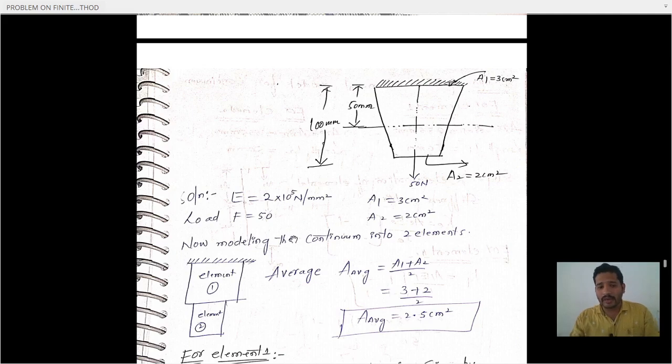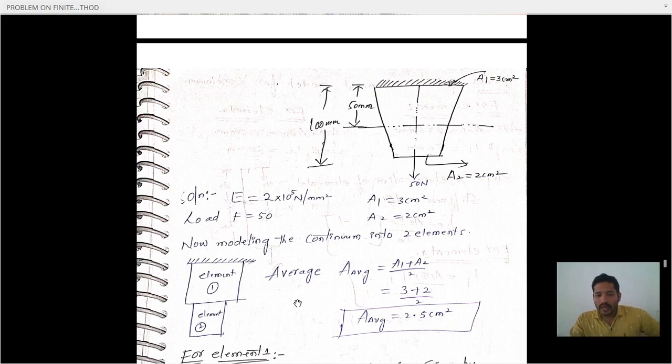Then how to convert? Let us see this figure. This is the fixed end. From here to here, this is the large end, and it is considered as element 1. This is the first node, second node, third node. Joining the first node to the second node forms element 1. Joining the second node to the third node forms element E2. Clear?